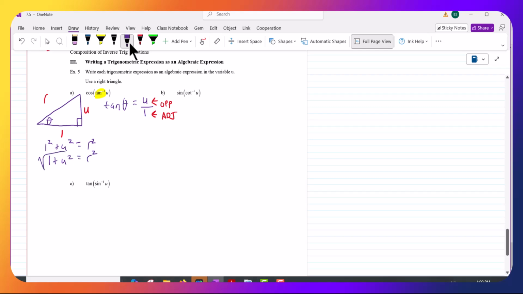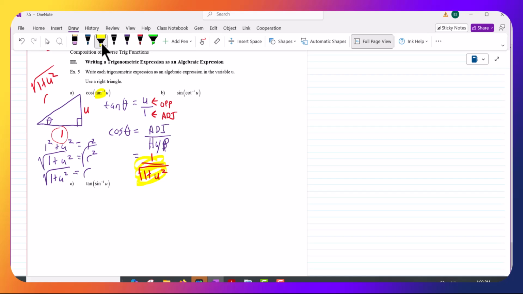I can do the square root of both sides. Now remember, this is positive. We're talking about a triangle, so we're going to get a positive square root of 1 plus u squared. Okay, so ultimately we're doing the cosine of theta. The cosine by definition is adjacent over hypotenuse. So what you're going to look at here is the side adjacent is 1. The hypotenuse, we just figured that out, is the square root of 1 plus u squared. So we end up having this as our answer to the problem.